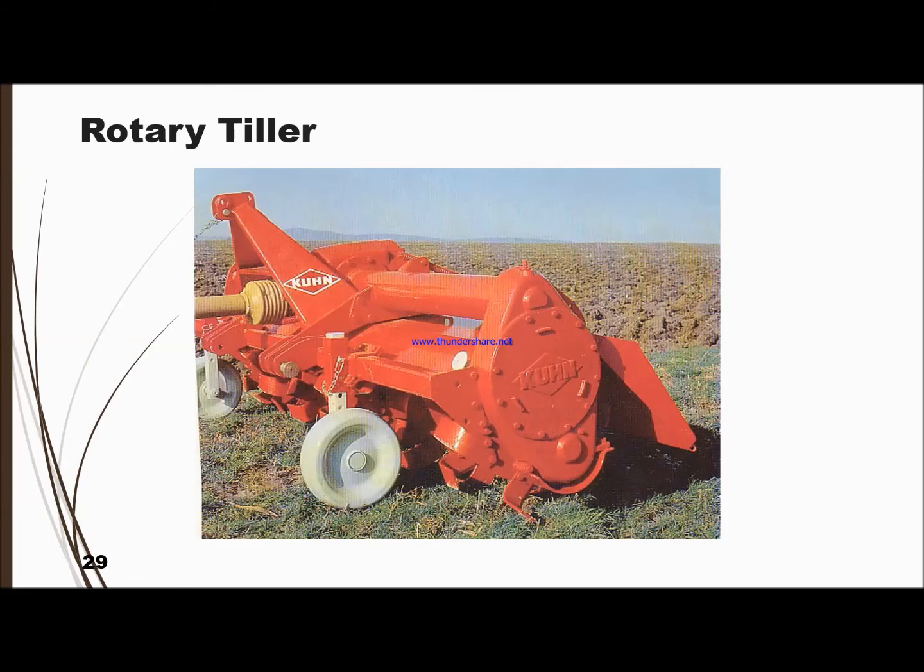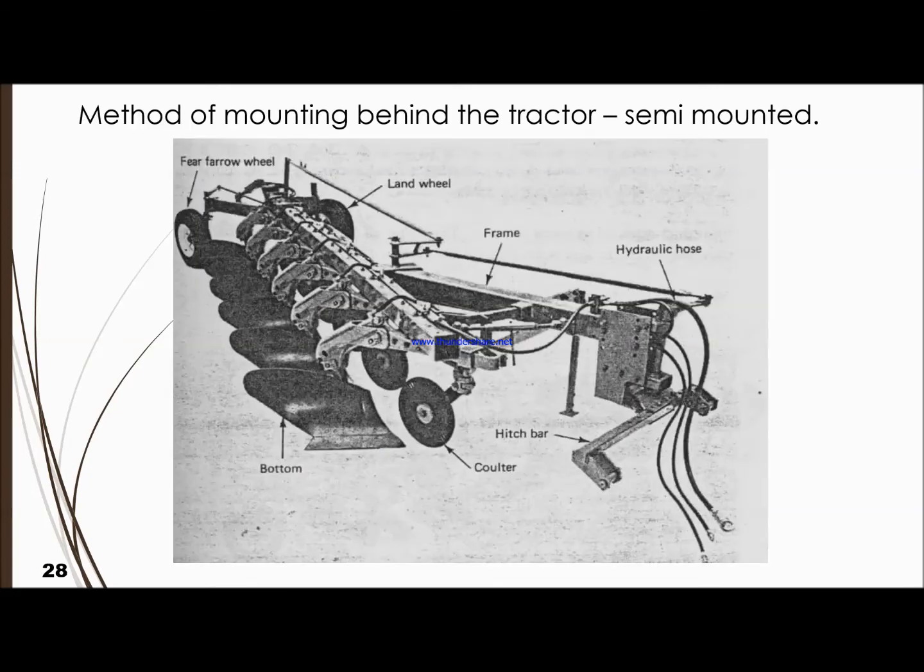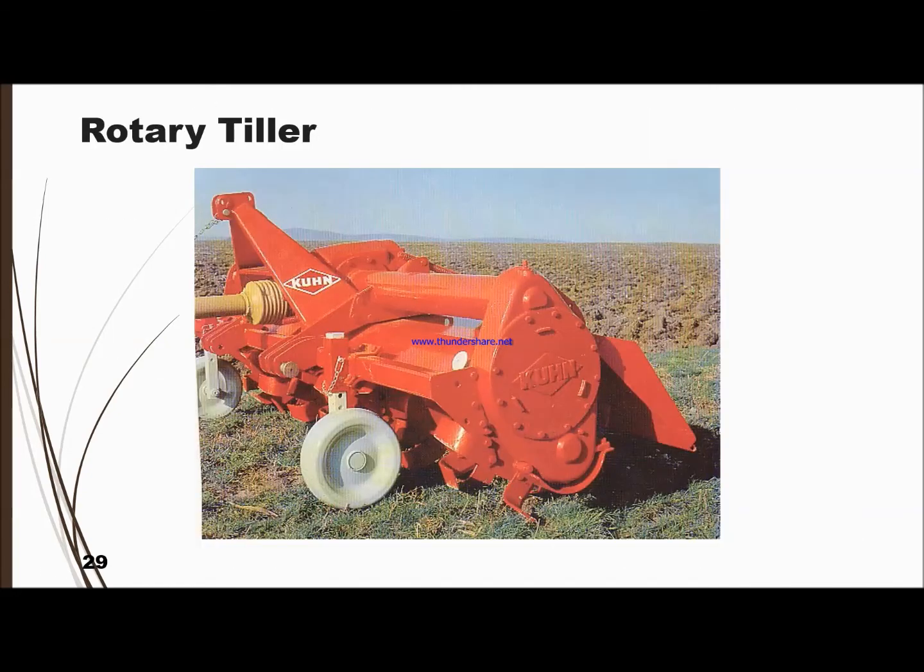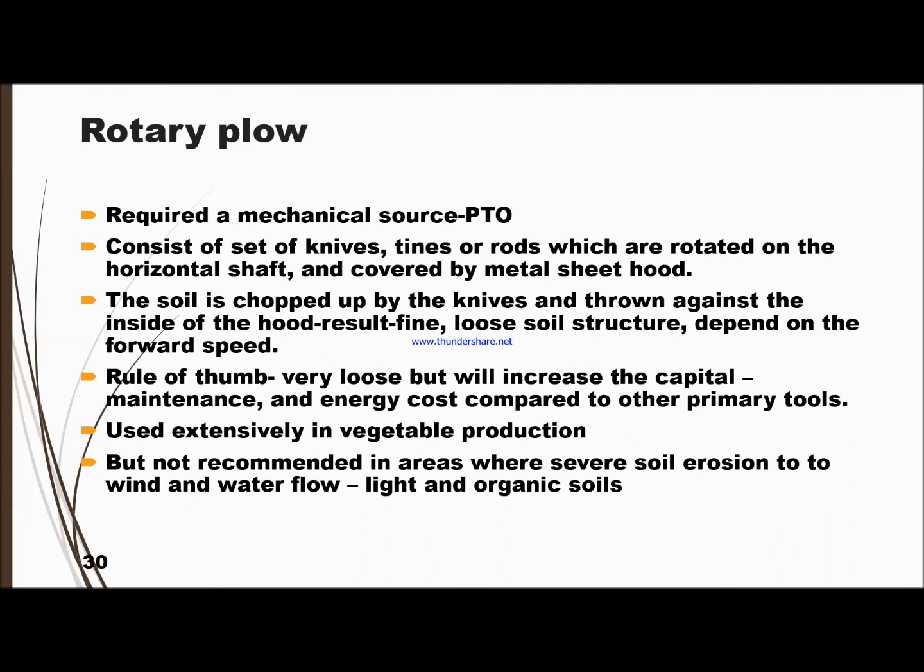Next is the rotary tiller. The rotary tiller is categorized under two tillage operations. It can be primary, it can be secondary. The rotary plow or rotavator requires a mechanical source, which is a PTO, to do the rotation, as well as, I forgot to mention here, the 3-point linkage to raise the unit up and down.